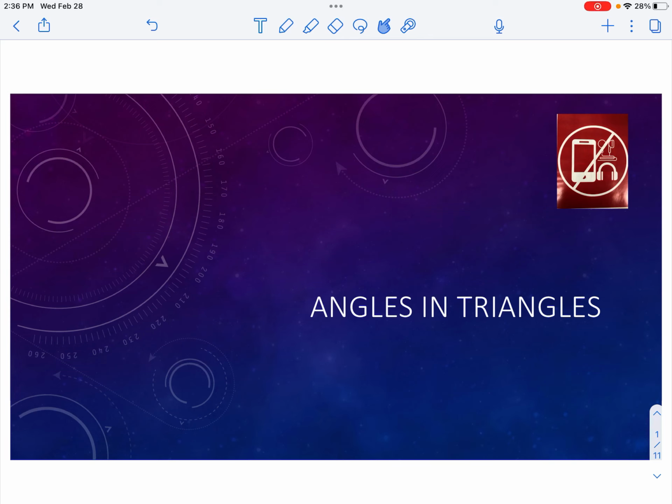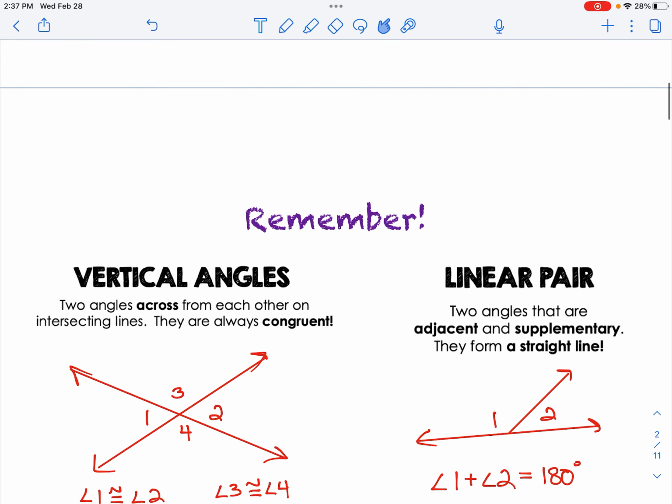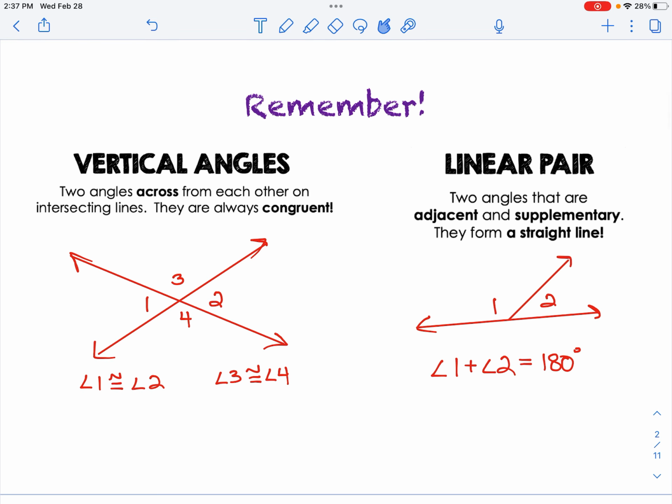Okay, so in this lesson, we're going to talk about angles in triangles. Some of this you already know a little bit about. A couple things to remember. Just a reminder that vertical angles are two angles across from each other on intersecting lines, and they're always congruent.